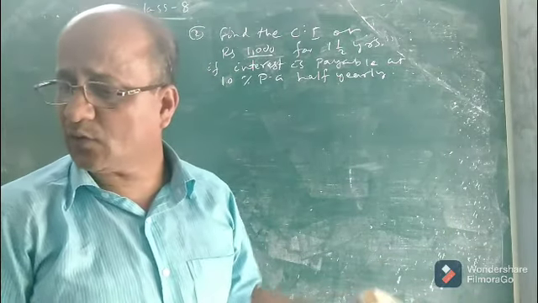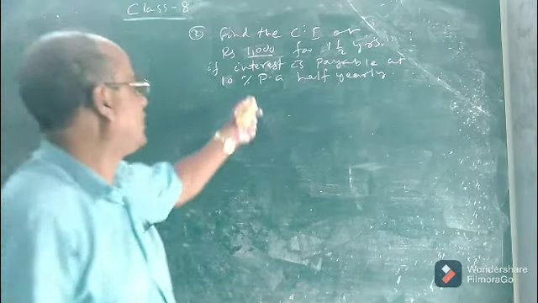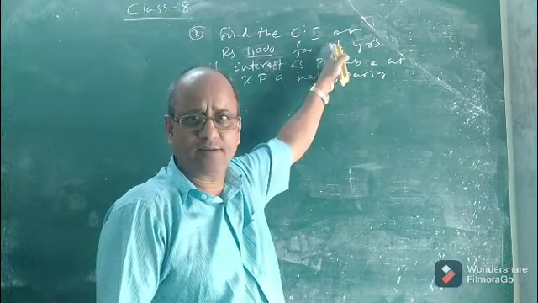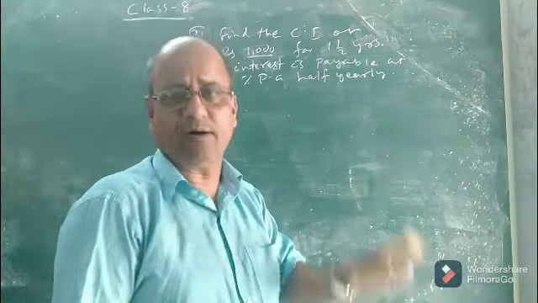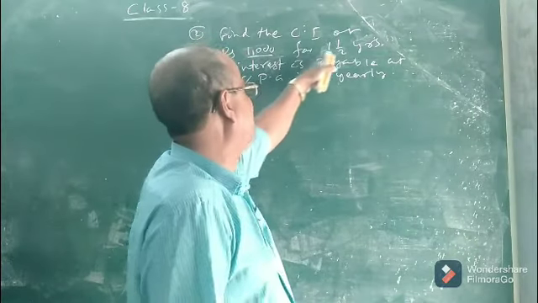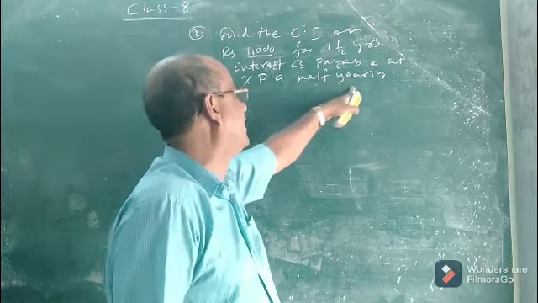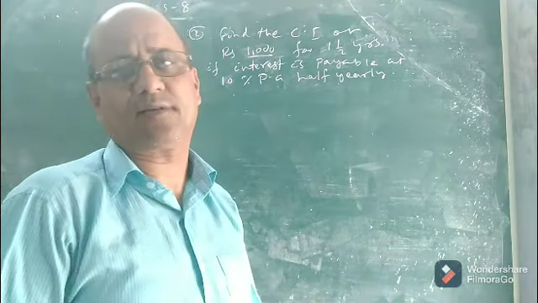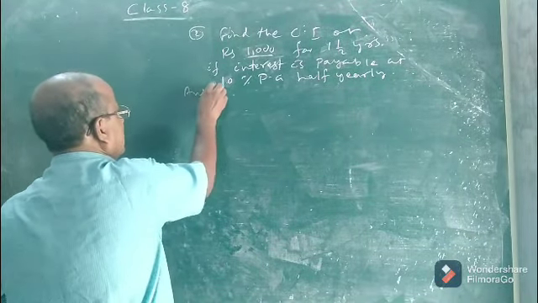So, how to calculate the compound interest? 1 1/2 years means 18 months. So, if the time period is 18 months, rate of interest is 10% per annum, compounded half yearly, and the principal is 1000, what will be the compound interest? Let us calculate. Now see how to calculate.